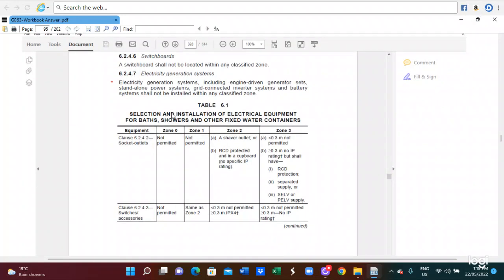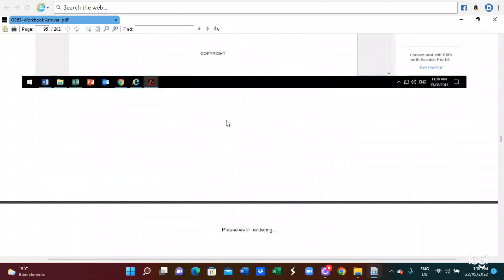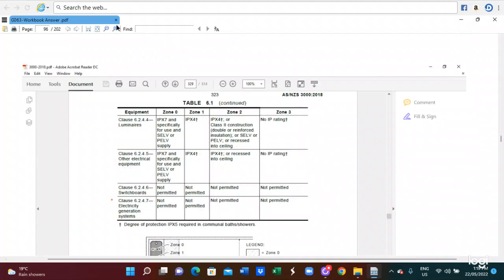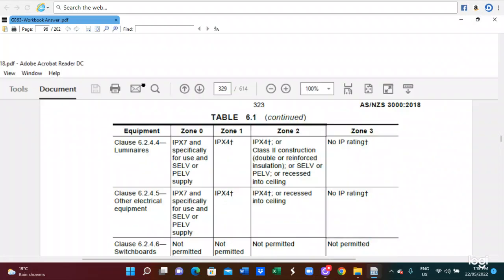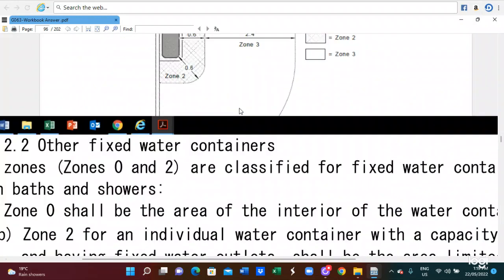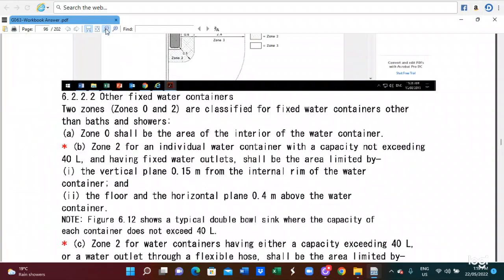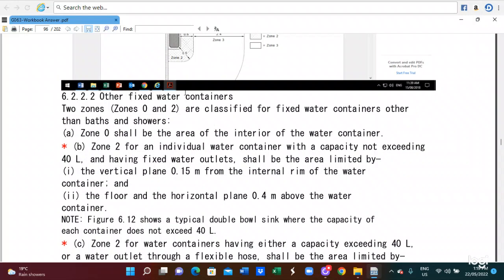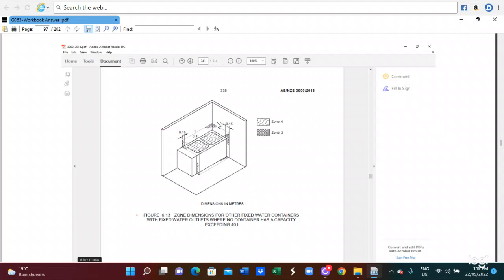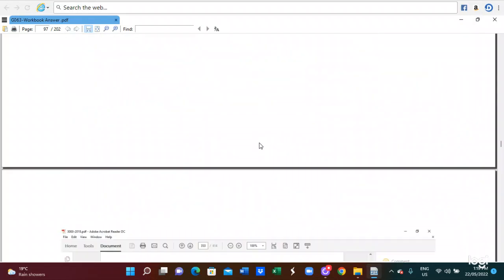The selection and installation of electrical equipment for the bath, shower, and other fixed water containers. So table 6x1 gives the appropriate equipment IP protection we have to utilize. For fixed water containers, you have to follow clause 6x2x2x2. The fixed water container system you have to read through, and there is a diagram of what the zone location is. You can read it in this diagram.